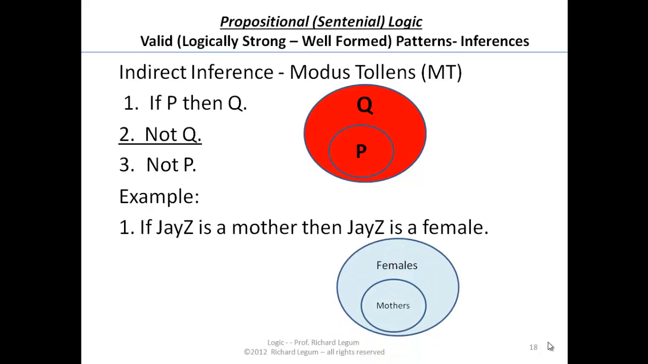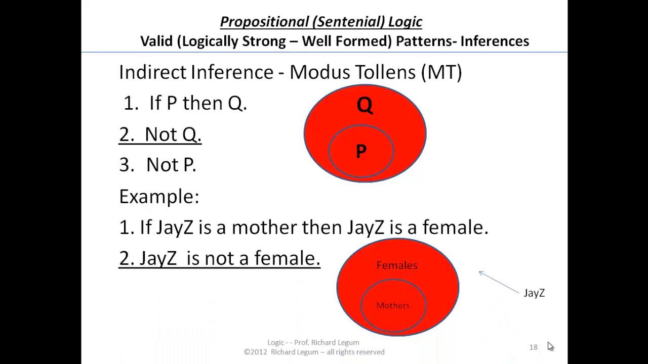If JZ is a mother, then JZ is female. Right? That seems to agree. JZ is not a female. That's why we made it red. JZ has to be outside. Therefore, JZ is not a mother. So there you have the indirect inference.